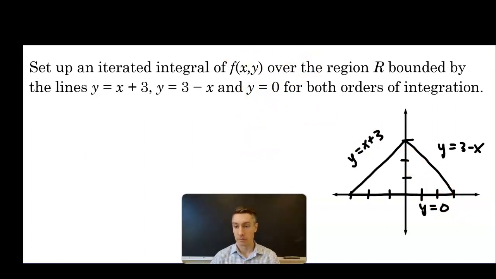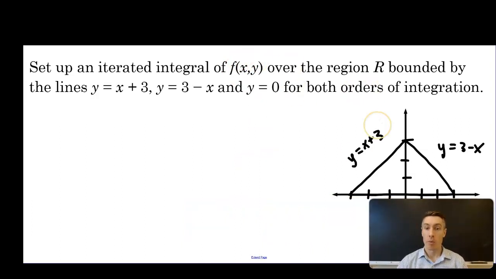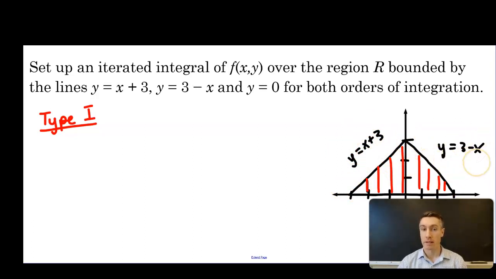So we want to treat this as both a type 1 and a type 2 region. Type 1, we're thinking vertically, so we draw, let's go red, vertical lines through the region. And this is where we run into an issue. For type 1, the function on top changes. On the left half, x plus 3 is the function that we hit on top, but on the right half, we hit 3 minus x. So we need to split into two separate double integrals to address that fact.